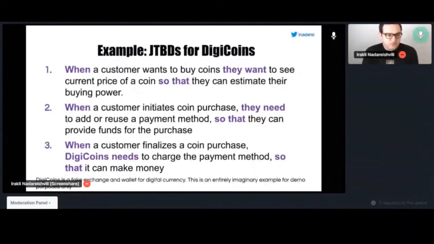Likewise, another job to be done could be when a customer initiates coin purchase, they need to add or reuse a payment method so that they can provide funds for their purchase. Right? And you may notice a lot of people do some kind of agile methodology these days. You may notice these stories are quite similar to Scrum stories, but it's important to notice the difference, right?